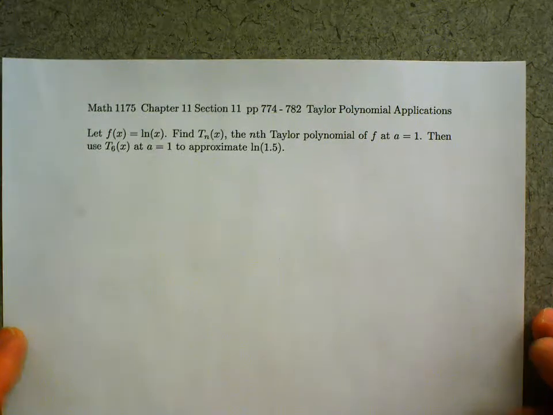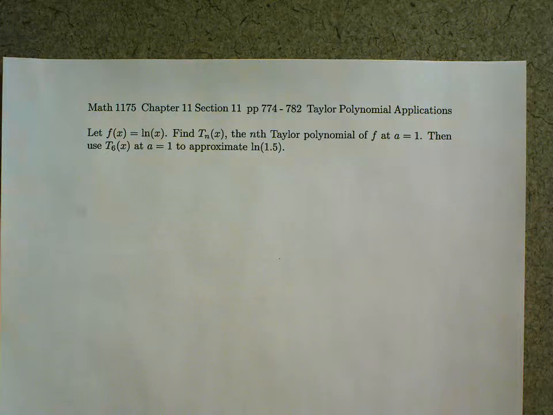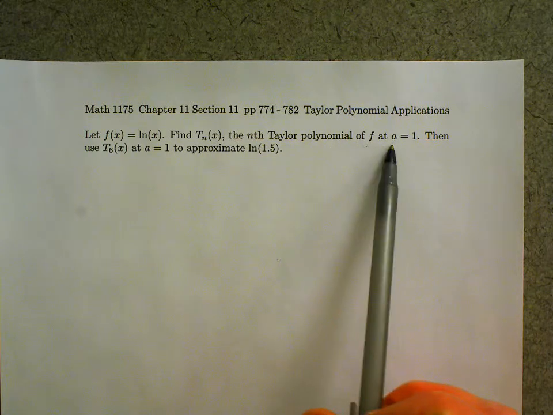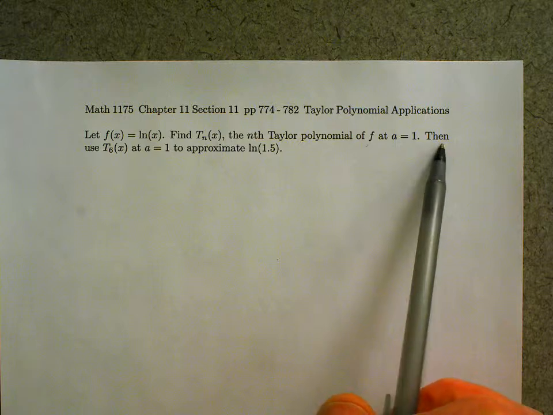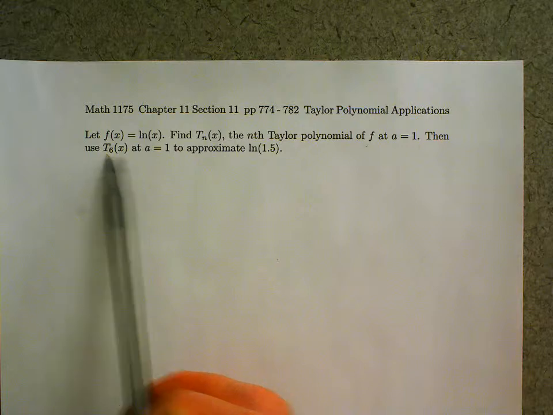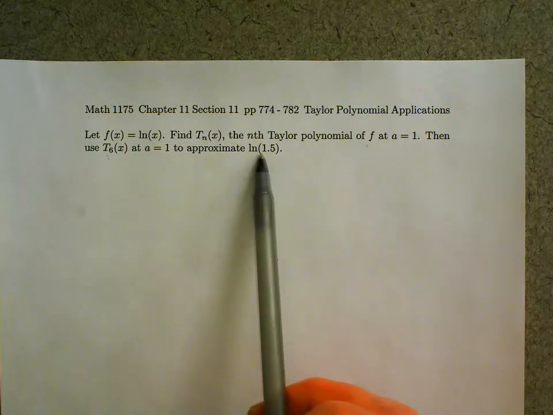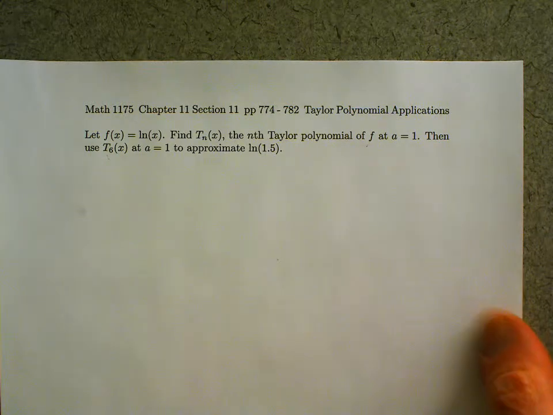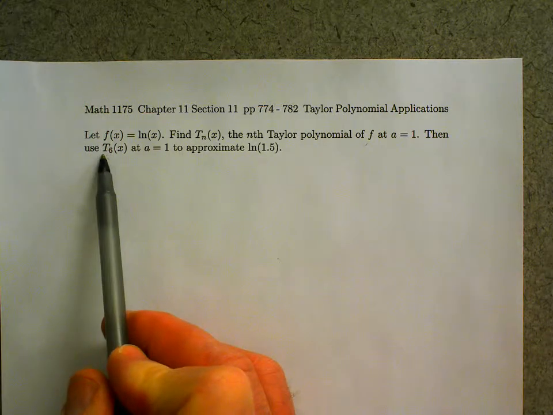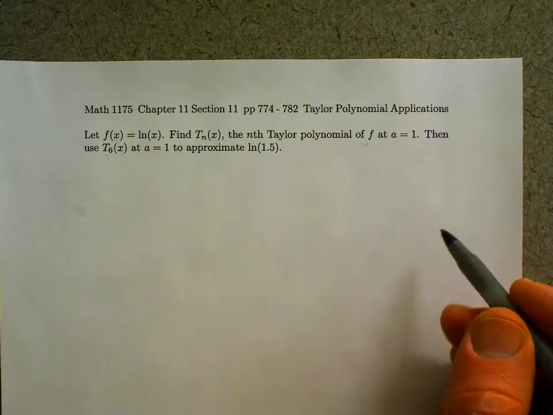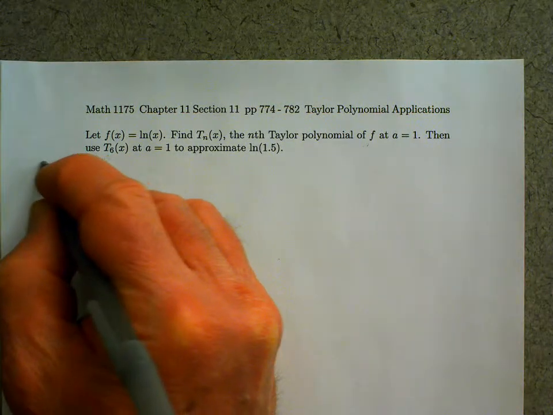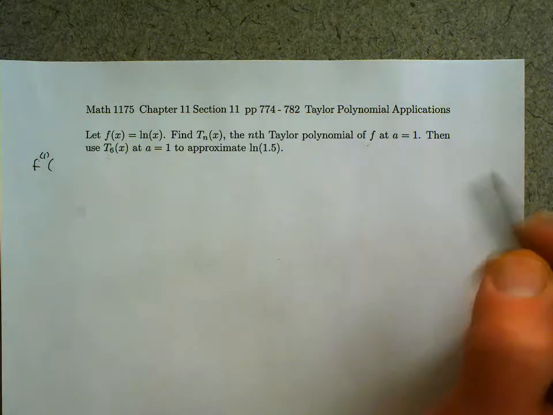So on this one, let f of x be equal to the natural log of x. Find T sub n of x, the nth Taylor polynomial of f at a equals 1. Then use the sixth degree Taylor polynomial of x at a equals 1 to approximate the natural log of 1.5. So let's just work on finding the sixth degree Taylor polynomial. So that means we're going to have to find six derivatives.